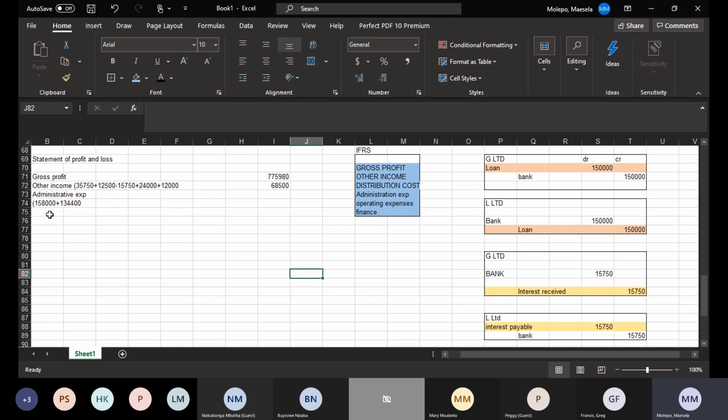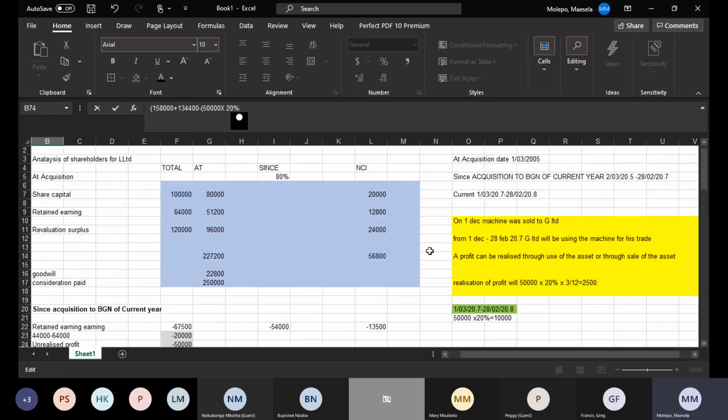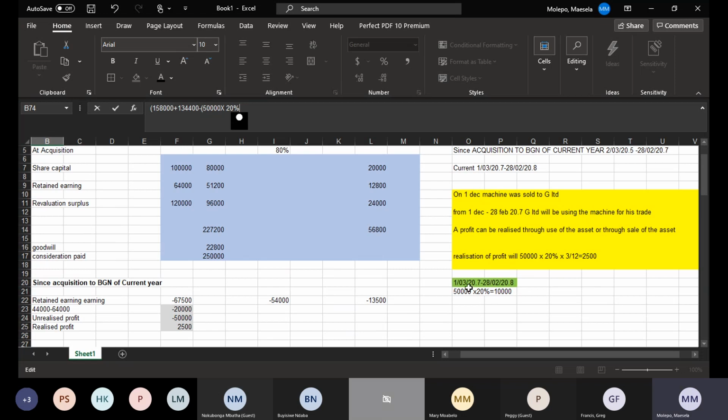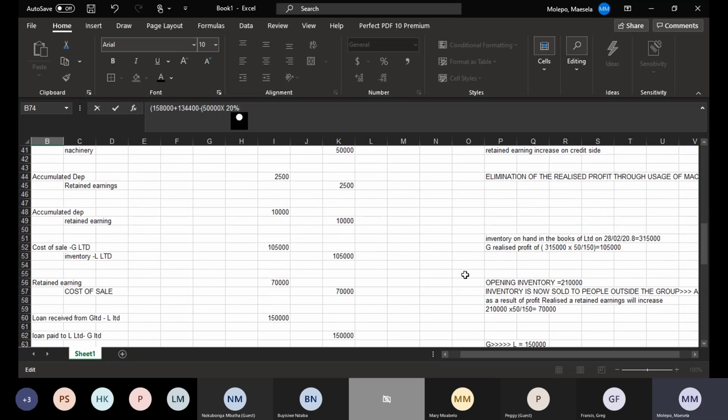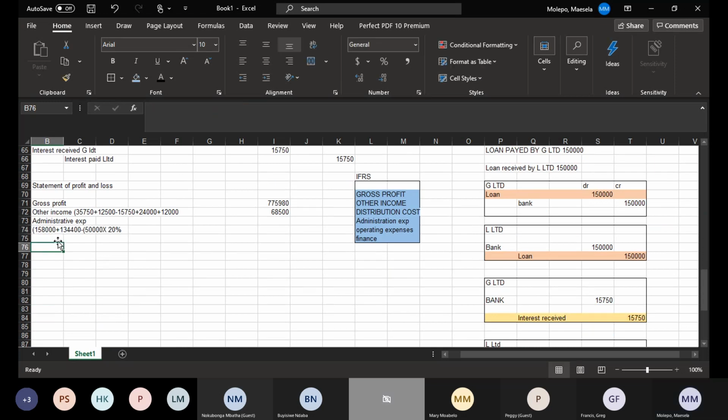So here we're going to have the 158,000 plus 134, then we have to less the 10,000. The 10,000 came as a result of the 50,000 profit multiplied by the percentage on the depreciation, and since it was for the whole year, because it's the depreciation realized during the current year as a result of G Limited using the machine. This is based on what I did in the beginning, this portion. So this 10,000 is the one which you want to deduct here. This is the portion of deducting that 10,000.